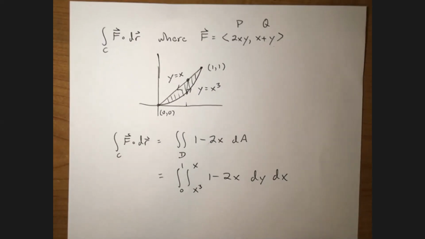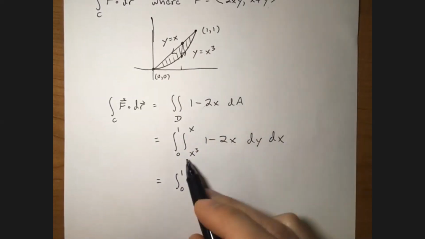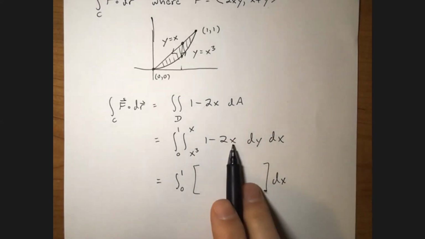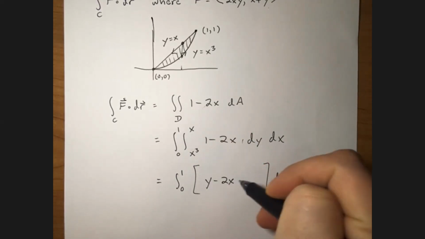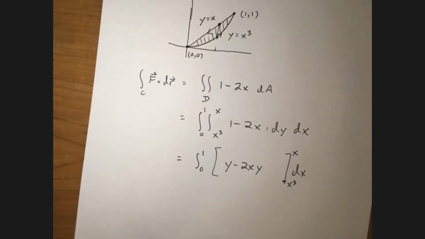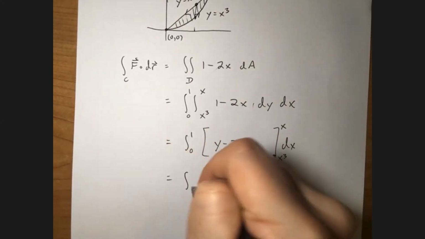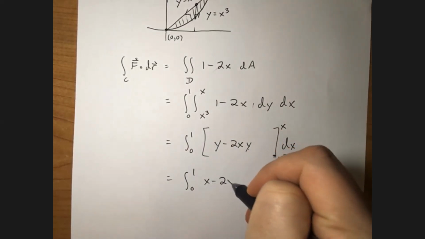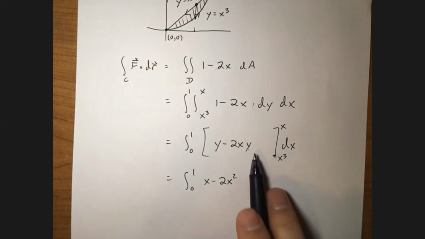There we go. So this is the double integral written out. So let's do this interior integral. Okay, well, we find an antiderivative, and we're integrating with respect to y, so it's going to be y minus 2xy, and we're evaluating from x cubed to x. So first I'm going to plug in x for y, and I get x minus 2x squared. And then I subtract what I get when I plug in x cubed for y.